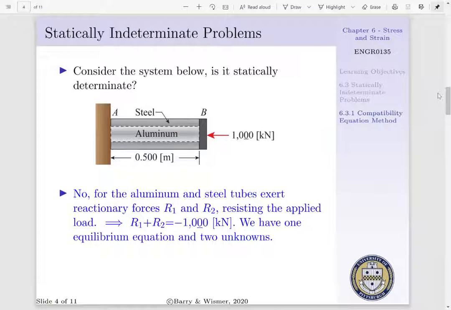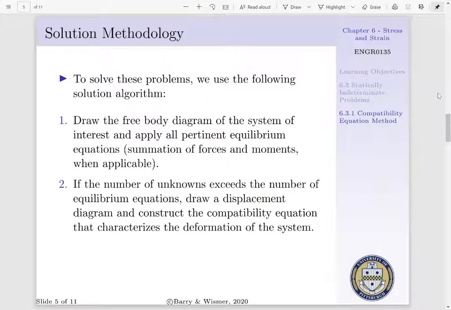Thus, our equilibrium equation would be R1 plus R2 equals minus 1,000 kilonewtons. We have one equilibrium equation, i.e. the summation of forces in our x direction, and two unknowns, R1 and R2. To solve statically indeterminate problems using the compatibility equation method, we will use the following solution algorithm.